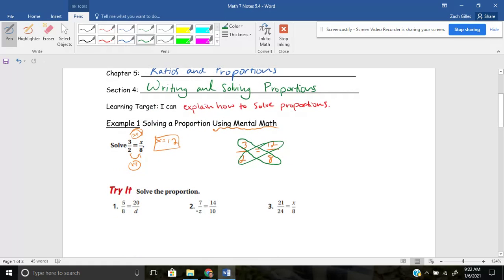All right, go ahead and pause to try the 3 try it problems here to see if you can solve these proportions using mental math.